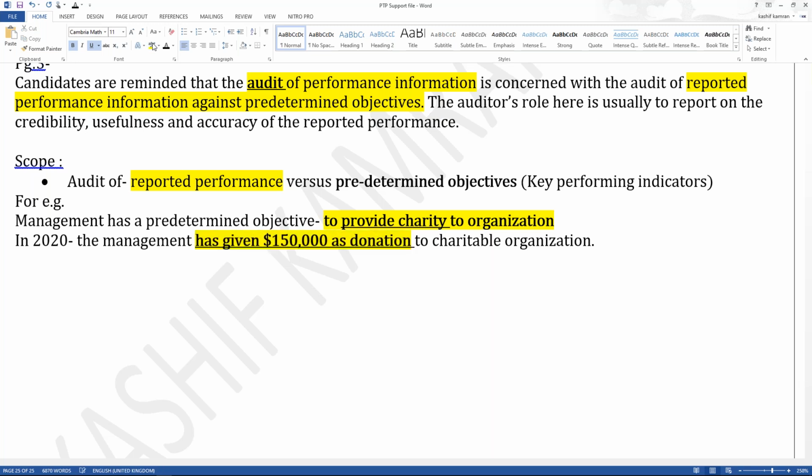Let's put that in yellow. And what is the predetermined objective? The predetermined objective, let's put that in blue, is to provide charity to the organization. So they had an objective, and against the objective, the performance is $150,000 as donation. Is that clear to everyone? So every time a management has an objective, and against the objective, the management has a reported performance. Is that correct, everyone?